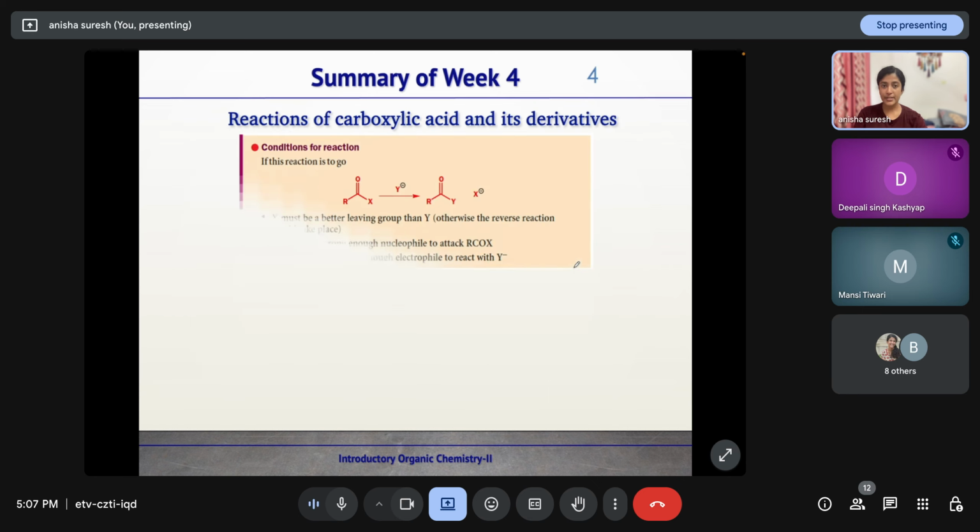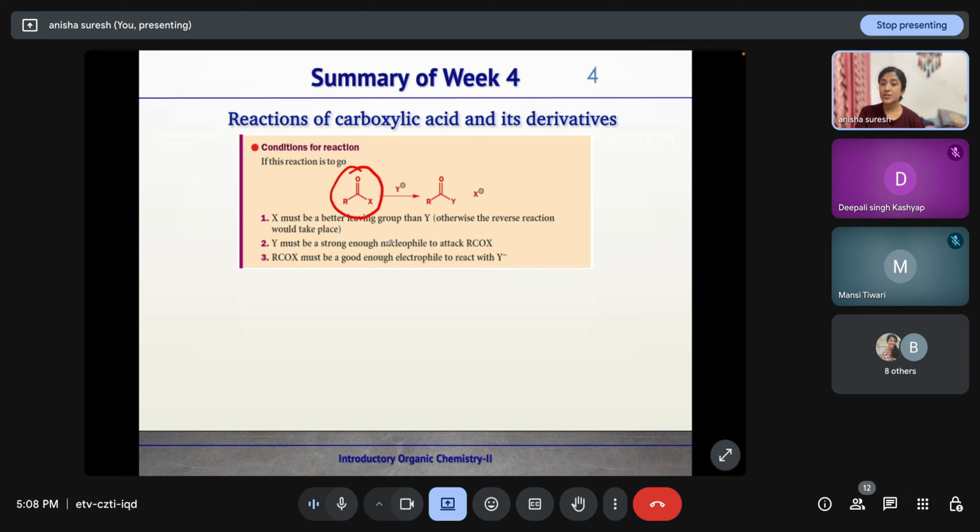Now coming to reactions of carboxylic acid and its derivatives. For the reaction to take place, the condition it should follow is this: this is the carboxylic acid derivative, Y minus is the nucleophile, and it results in formation of this product where X is getting replaced by Y minus. For this reaction to happen, X must be a better leaving group than Y, otherwise the reverse reaction would take place. If X is not a better leaving group than Y, then Y will eliminate and we will get the starting material back.